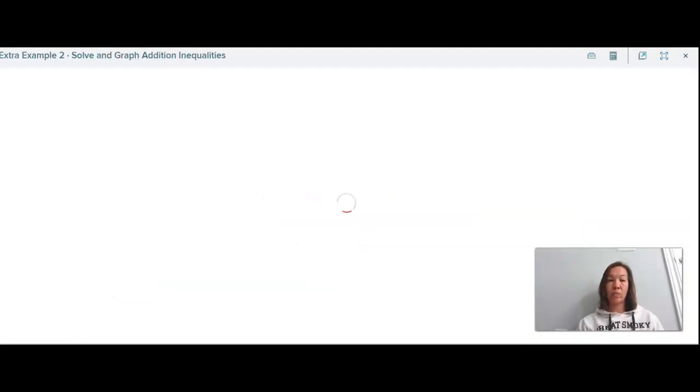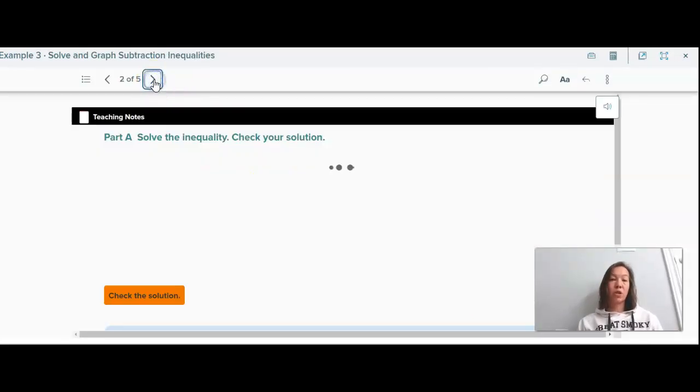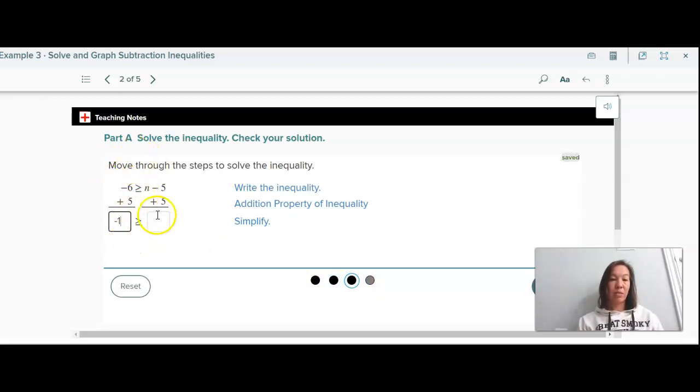Okay, look at page 335. So this works for subtraction as well. If we're subtracting a number from our variable, then how do I get rid of this? Same as equations, you're right, add 5 to both sides. And then on the left, we get -1, and on the right, the only thing left is the n. So we could say -1 is greater than or equal to n.